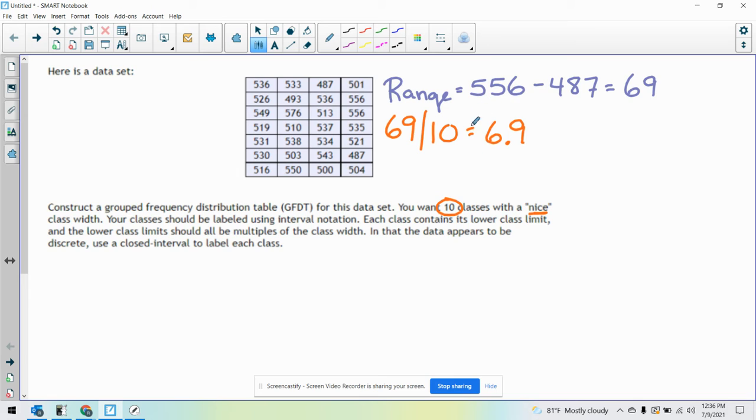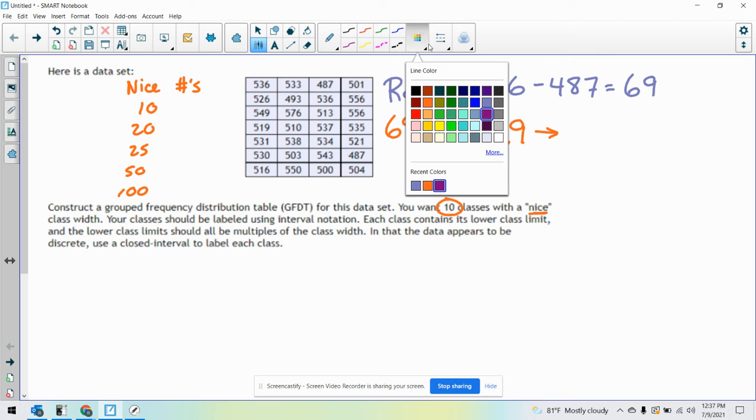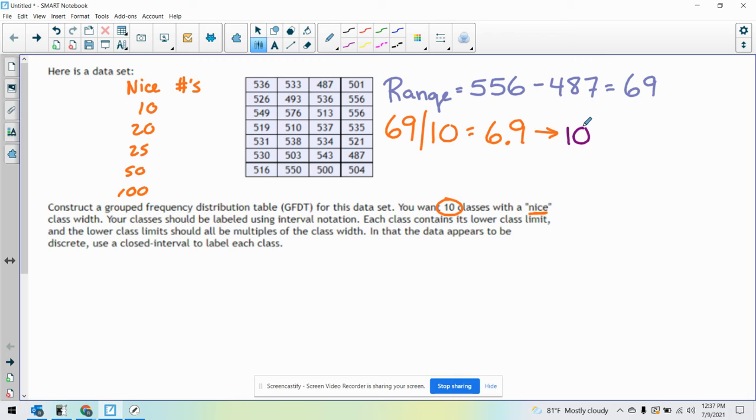They want us to round this to the next quote unquote nice number. What are nice numbers? Well, going by the guy who created this website, he likes multiples of 10 or 20 or sometimes 25 or 50 or 100. Those are what he considers nice numbers. So I'm going to round this up to the next nice number, which is going to be 10. So my class width is going to be 10.